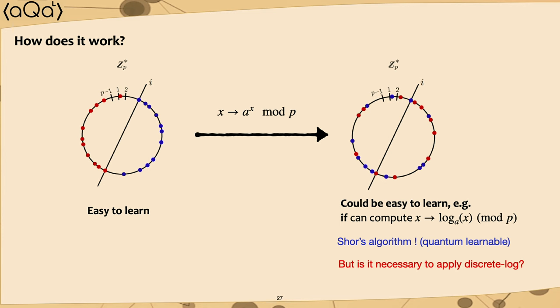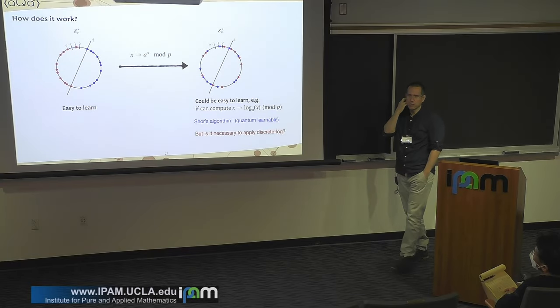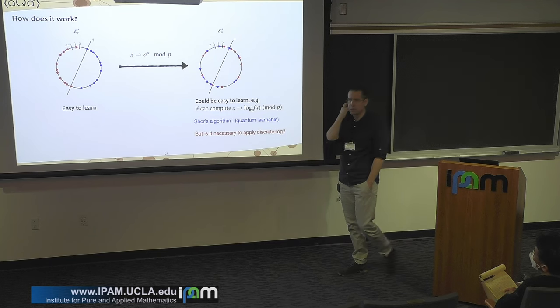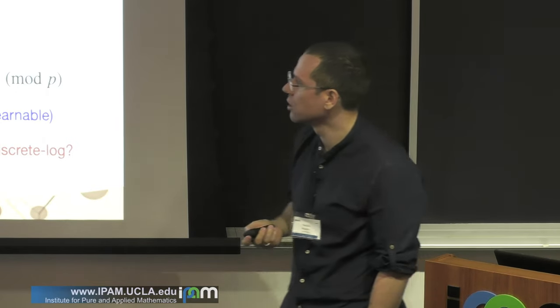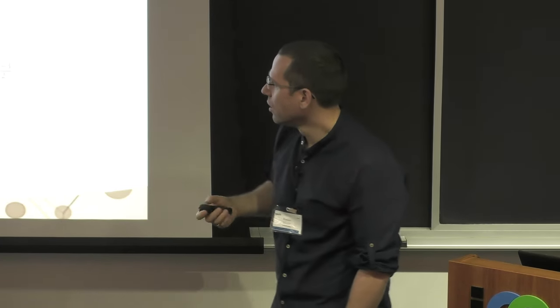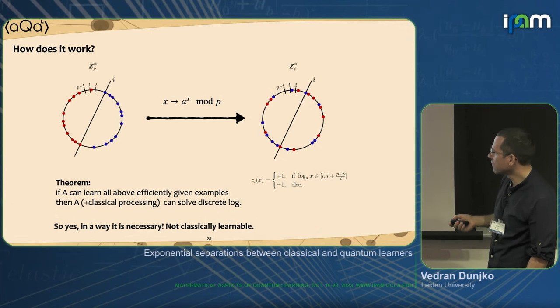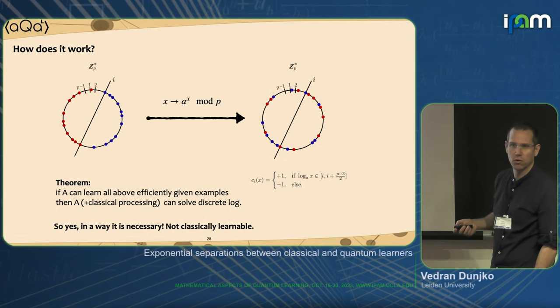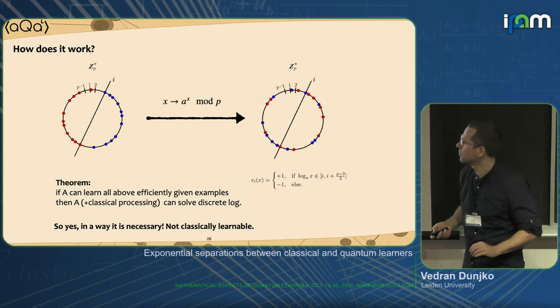And the intuition is, of course, a classical learner will not solve it because we cannot do discrete log. But I didn't prove that, right? I only proved that if there is a classical learner that does it, it doesn't do it by applying the discrete log. It must do something else. But in this case, you can prove that, in fact, essentially, this is all you can do. So if you can learn this type of thing in polynomial time, then you can solve the discrete logarithm. And I'll show you how the proof goes because it involves one very important step.